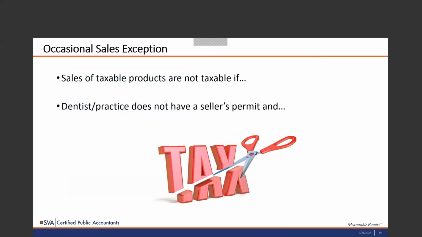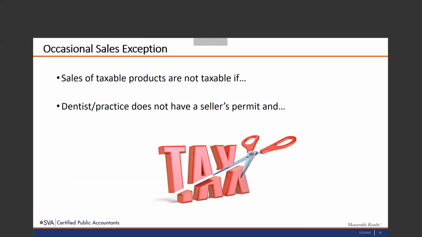So Wisconsin does have an exception. It's called the occasional sales exception that would allow people who are making sales that would otherwise be subject to sales tax to be exempt from sales tax. Most of the other industries we work with as a firm, this exception isn't going to apply, but we do find it works occasionally in some dental practices in the right set of circumstances. So if you can qualify for this exception, your sales of taxable products are not actually subject to sales tax. You don't have to worry about withholding that, remitting it, and filing any reports.